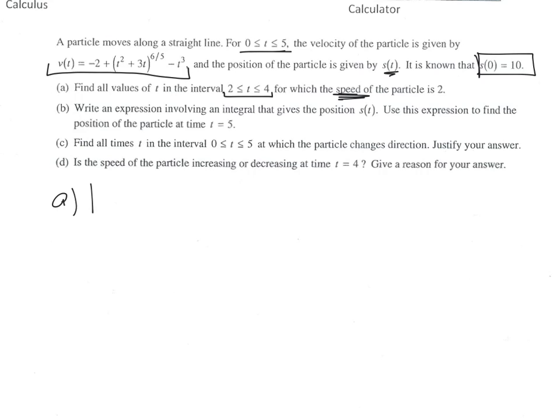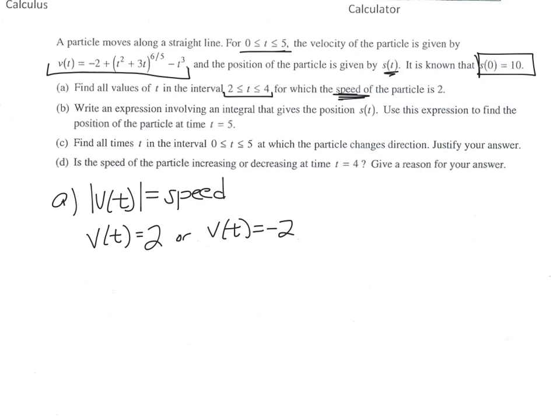For part A, we're asked to find all values in this interval for which the speed of the particle is 2. Now remember that the absolute value of velocity is equal to speed. So if we want to know when speed is 2, we want to see where v of t is equal to 2, or where v of t would be equal to negative 2. And we're just going to use our calculator to find those values. We're going to graph v of t as our y1, and then 2 as our y2, see where they intersect. And then do the same thing with v of t and negative 2.